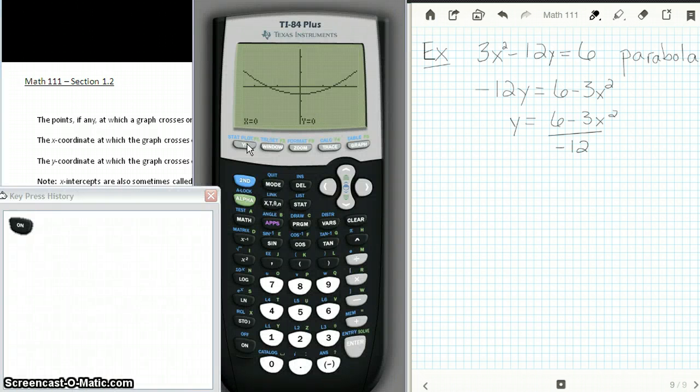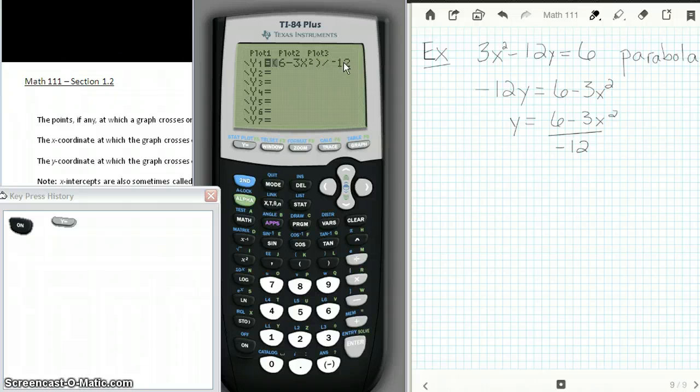So again, remember we entered this by plugging in 6 minus 3x squared, parentheses closed to indicate the numerator, divided by negative 12. I didn't have to put parentheses around the negative 12 because that's just a number, right? It's not like the 2a we had with the quadratic formula where there were two things down there. This is just one number, just one thing down there. So we don't need parentheses, but you of course can put them there if you like, just to be cautious.